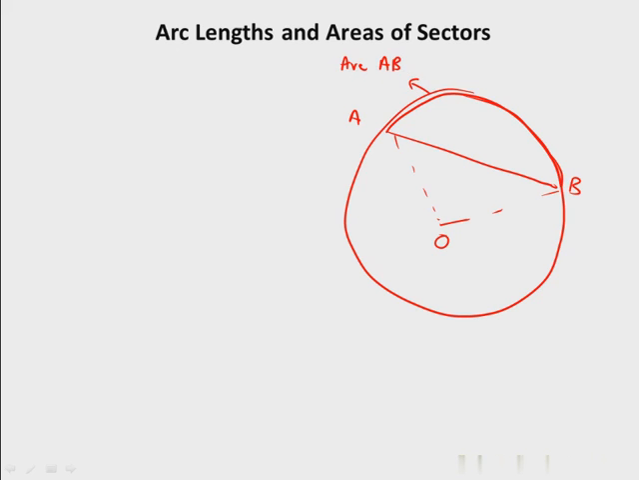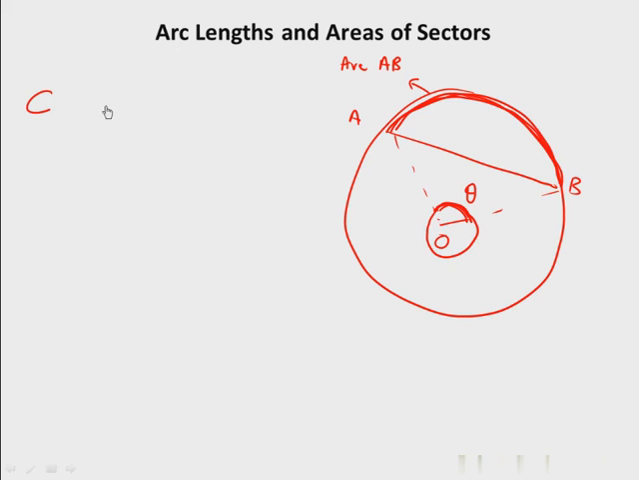Arc AB. What do you think I need? Well, if I knew this angle, let's call it theta. If I knew the angle that the arc subtended at the center, then it should be easy. Because I know that this arc is some portion of the circumference. So it's some ratio of the circumference, and that ratio is obviously given by the angle it subtends. Because the entire angle is 360.